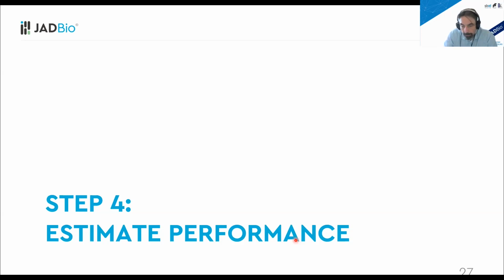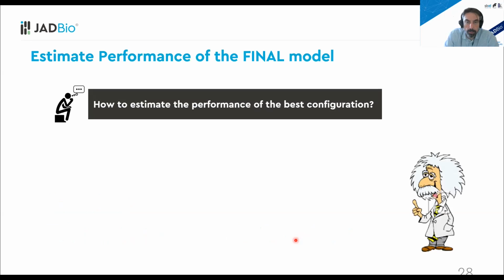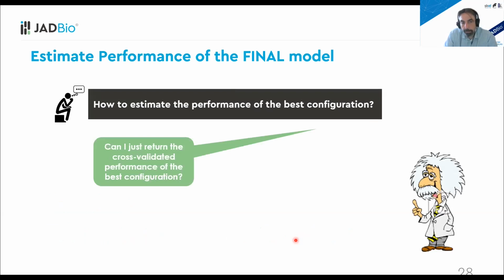All right, so now we have our final model. We have figured out our winning configuration by estimating the performances of all configurations and selecting the winning one. What's the estimate of the final model? How do we estimate the performance of the final model? But wait a minute, didn't we just estimate the configuration that produces it? Can we just return that?